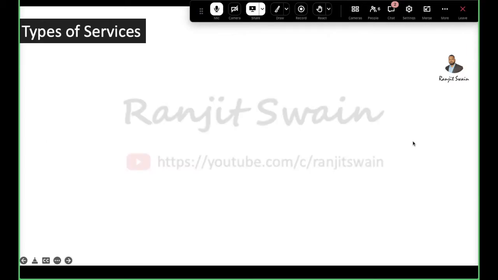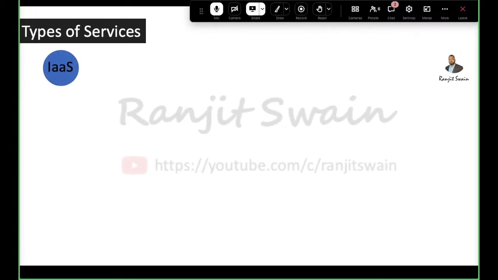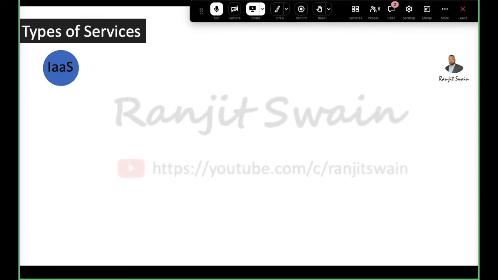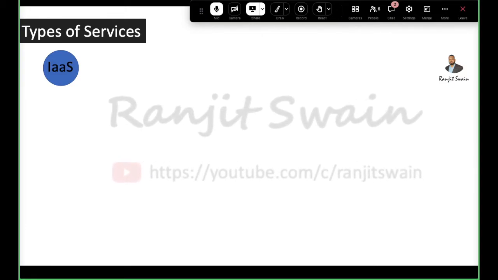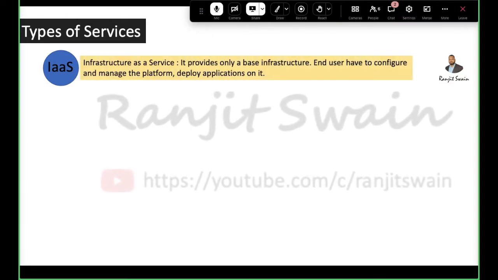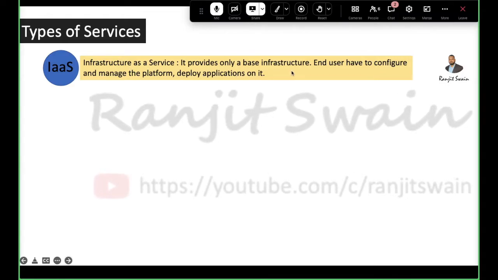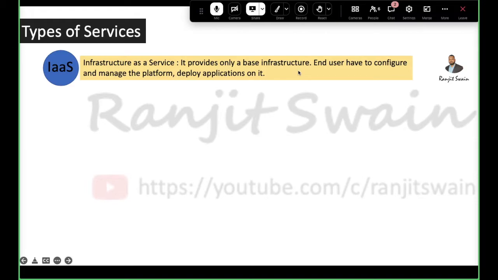So now, types of service, and this is very important, guys. First one is IaaS, that is called infrastructure as a service. So what is this infrastructure as a service? It provides only a base infrastructure. End user has to configure and manage the platform, and deploy the applications on it.